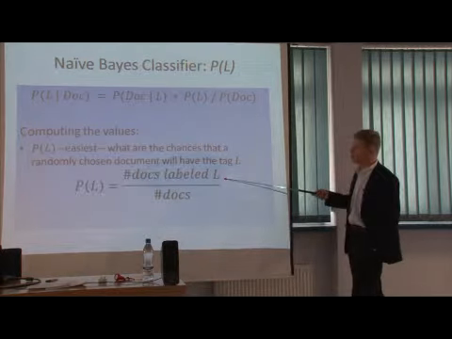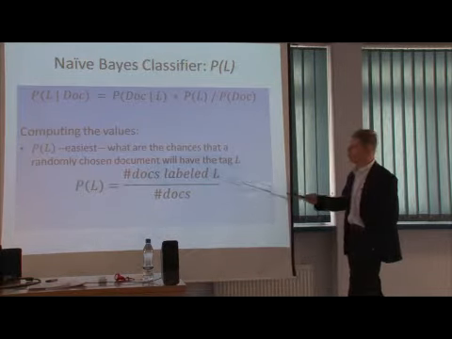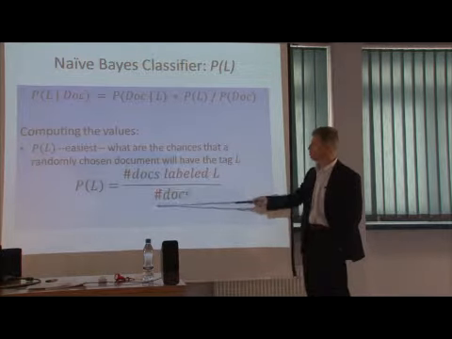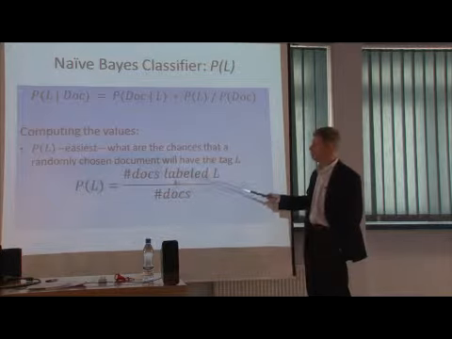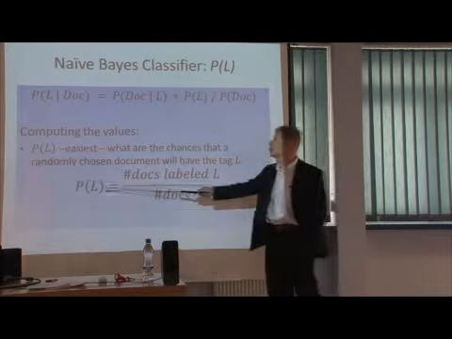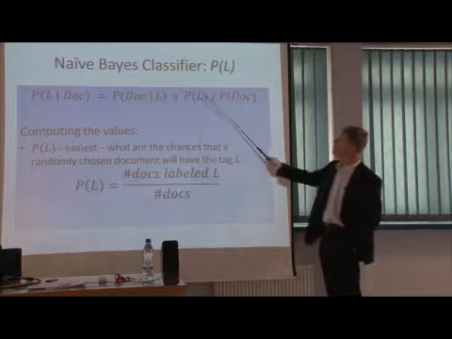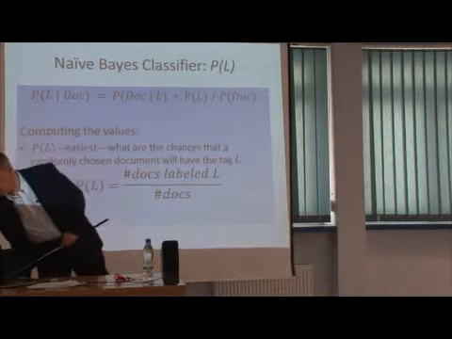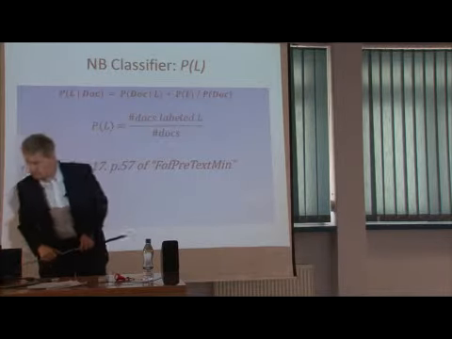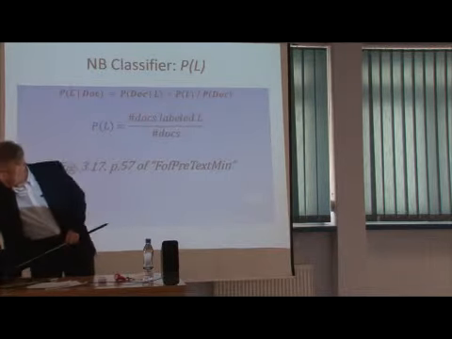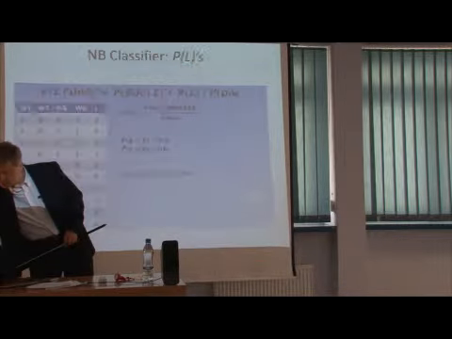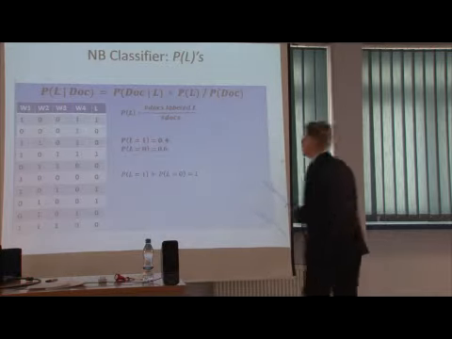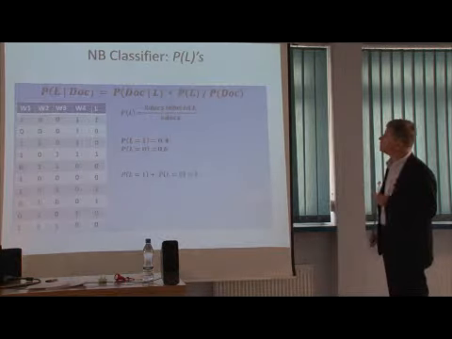So this is easy. Using your training corpus, you find out how many documents are labeled earnings and how many documents you have in your training corpus, divide, and this is the probability of the label. So we are done with this part. Let's look at the other terms. All right, so here we have the figure that we care about.